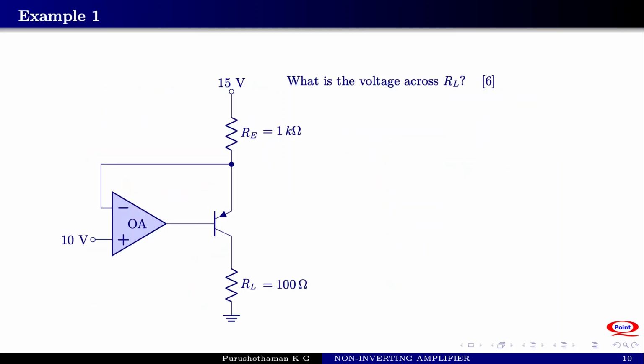Let us consider some examples. Example 1. You have an operational amplifier and a PNP transistor connected like this. What is the voltage across RL? This is a question.